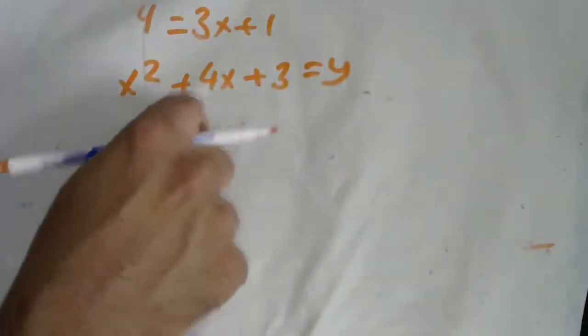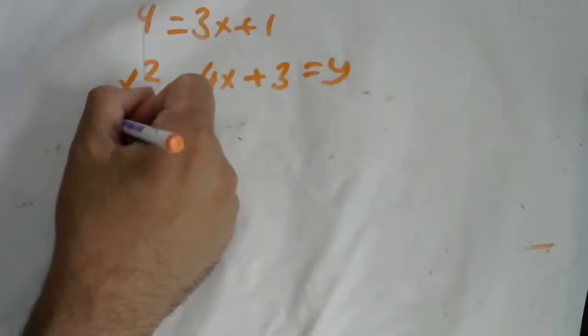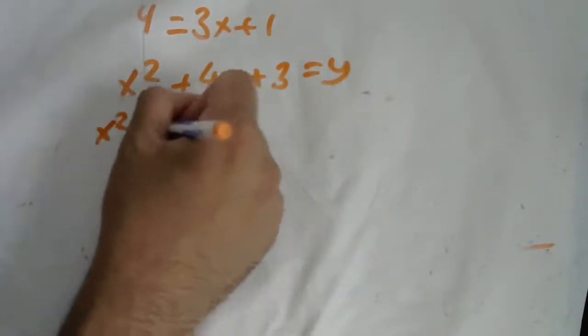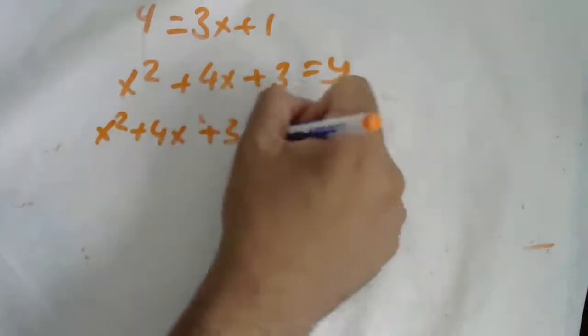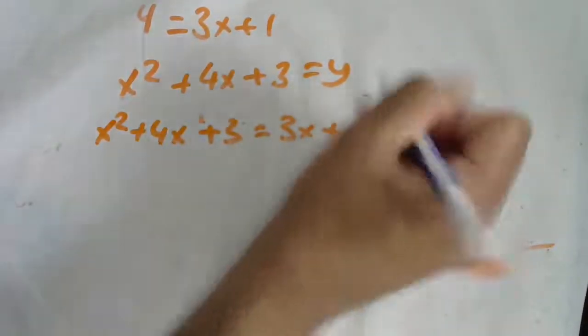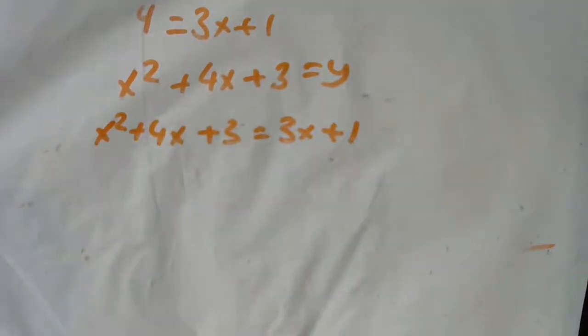So we can turn this equation and this equation into the following equation: x squared plus 4x plus 3 equals 3x plus 1. All right. So if they're both equal to the same thing, they're both equal to each other. Because y and y are equal.